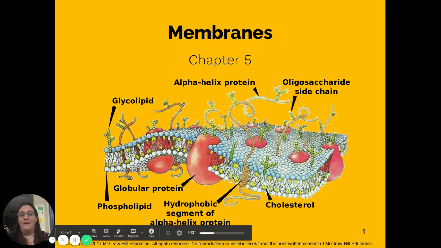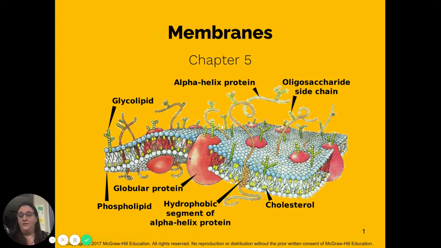Hi, Mrs. Melchatter. We're going to go through some cell membrane notes, chapter 5 in our book. So here we go. This is a picture, a cartoon image of what a cell membrane would look like.